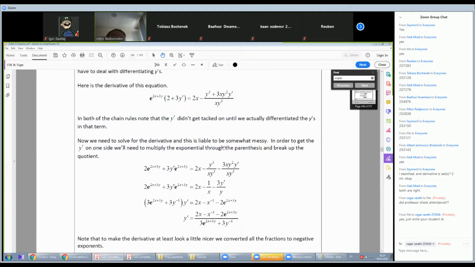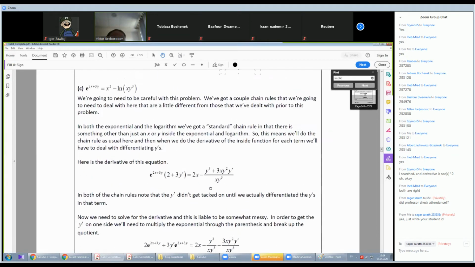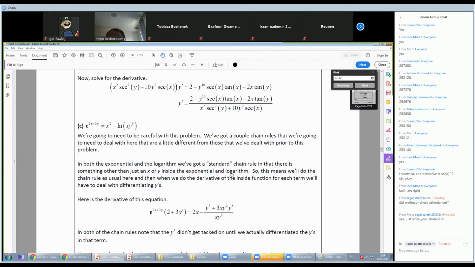Continue. So that was our last example, and we're talking about the explicit differentiation.